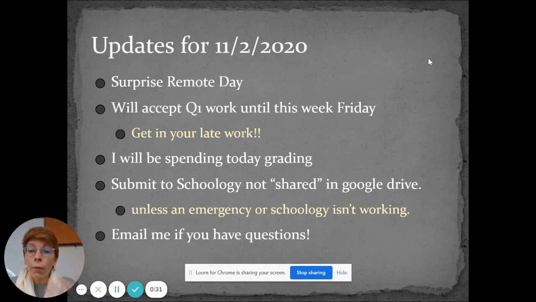Two, I will be accepting quarter one work until this week, Friday. So if you are missing anything from quarter one, you still have time to get it in and get those grades. So how it works is quarter one grade plus quarter two grade will make your semester one grade. And then your semester one grade plus your semester two grade will be your final school grade. So making sure that we have our quarter one grade up and functioning is going to be kind of important.